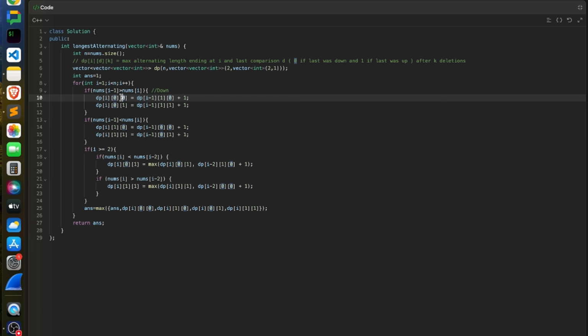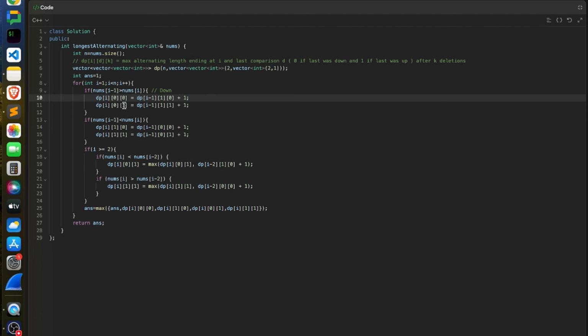So DP of I, 0, 0 means give me the best, the maximum alternating subarray at index I minus 1 such that the last comparison is up. Since we know the comparisons would be up down up down, if my last is down, the previous has to be up. That's why this is 1. So DP of I, 0, 0 means DP of I minus 1, 1, 0, since I don't want to delete any number. So this is the best answer possible at the previous index plus 1 to take this current element, right?